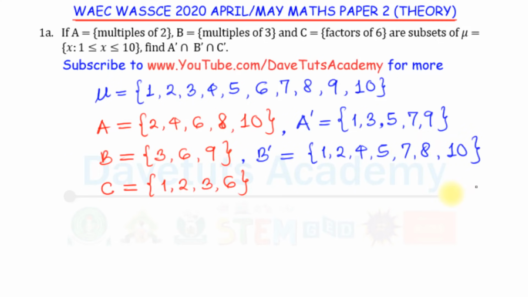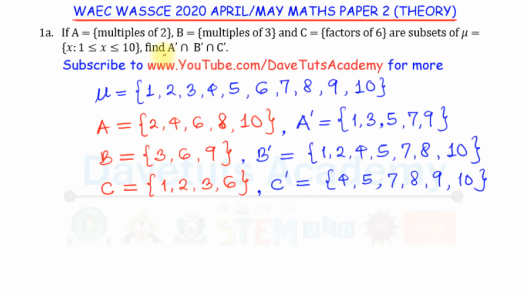Okay, so that's the set of values for B complement. And finally, C complement. Here we have C as 1, 2, 3, 6. So just like we've been doing, 1, 2, 3 are there already, so we can start from 4. 5, 6 is here, so we can't put 6 again. We have 7, 8, 9, and 10. Wow, interesting.